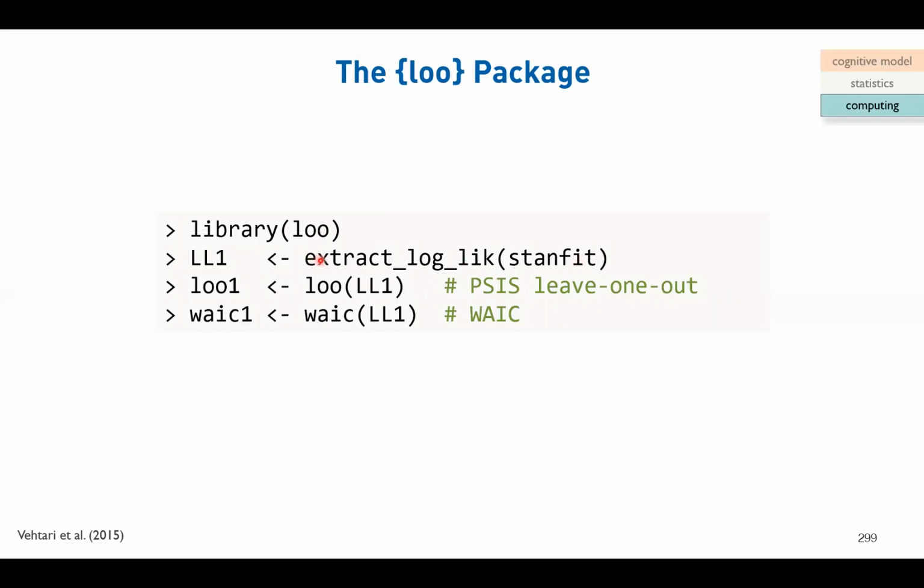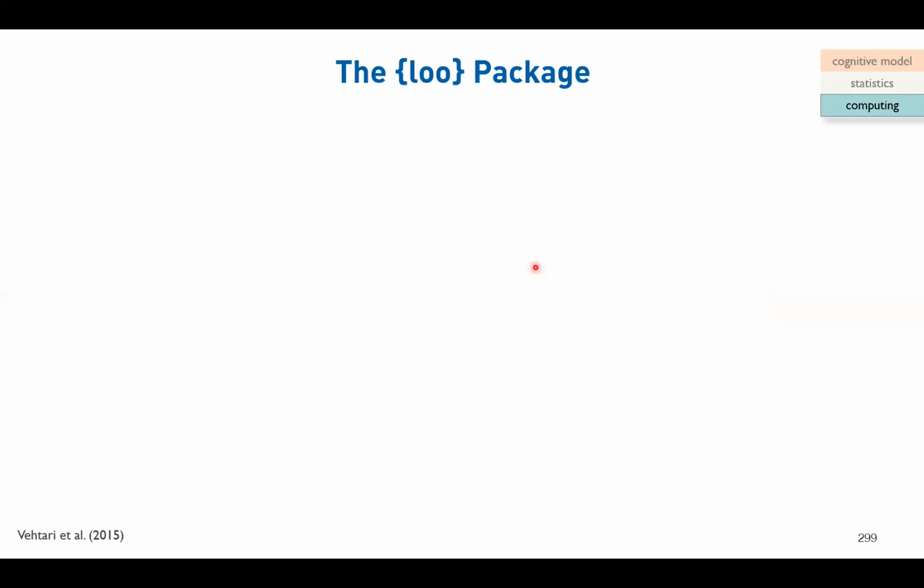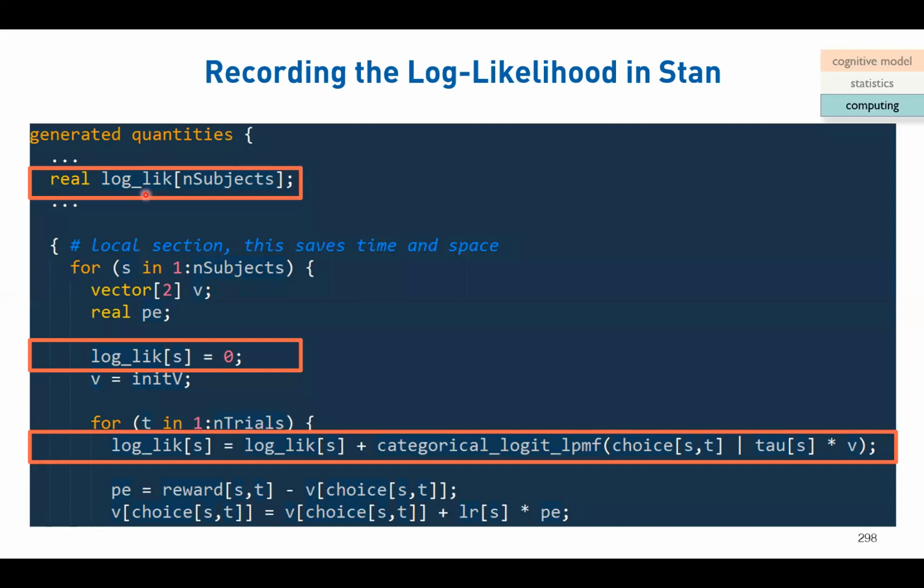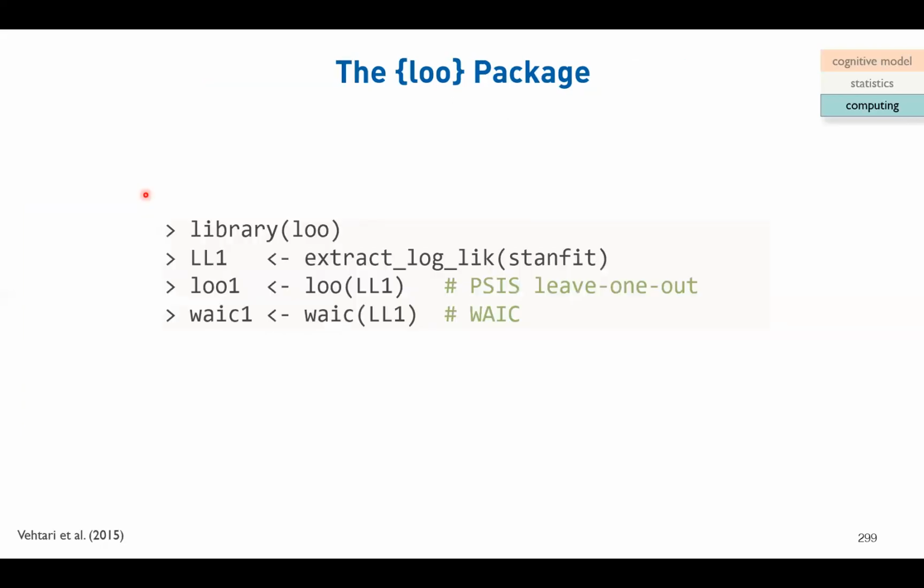We use this function to extract the log likelihood from this fitted object. Presumably, this fitted object will have a variable called log likelihood. This line extracts the log likelihood from this fitted object, and we give it a name. And when we have the log likelihood, then everything becomes a lot easier, because we simply input the log likelihood into the leave-one-out function in the first place.